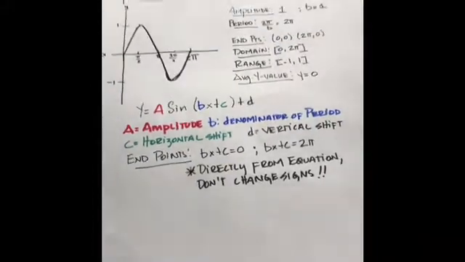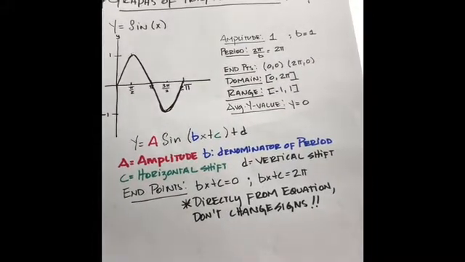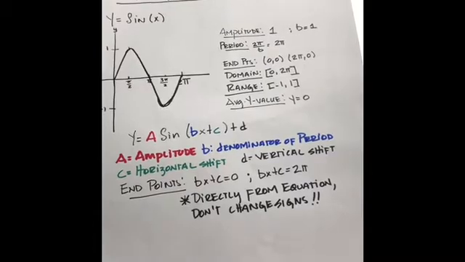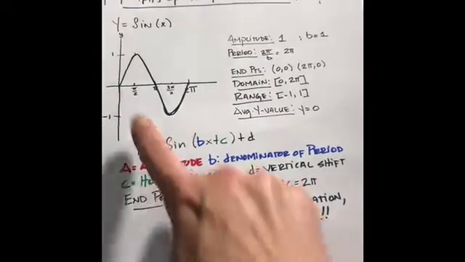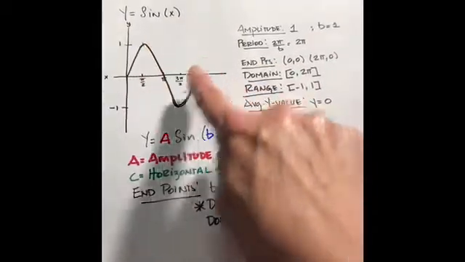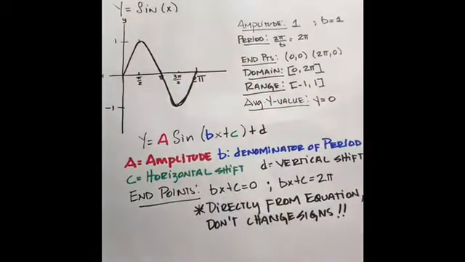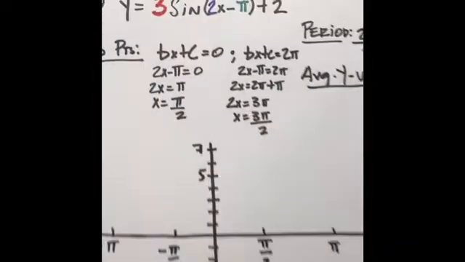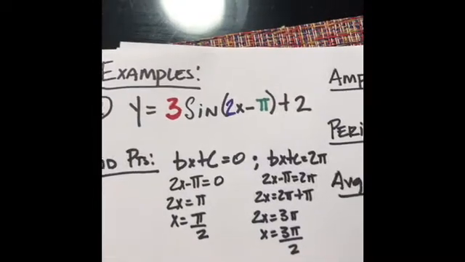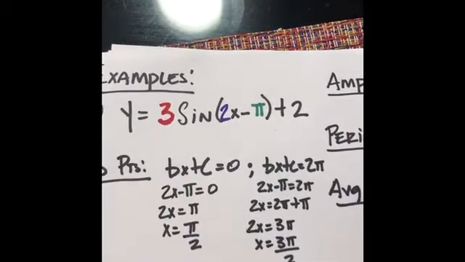So we continue with the topic of the graph of sine and cosine functions. Remember that this is the graph of the basic sine function, y is equal to sine of x in one full cycle. And now we're going to continue with example number 2. They're asking me to graph the equation y is equal to 3 sine of 2x minus pi plus 2.